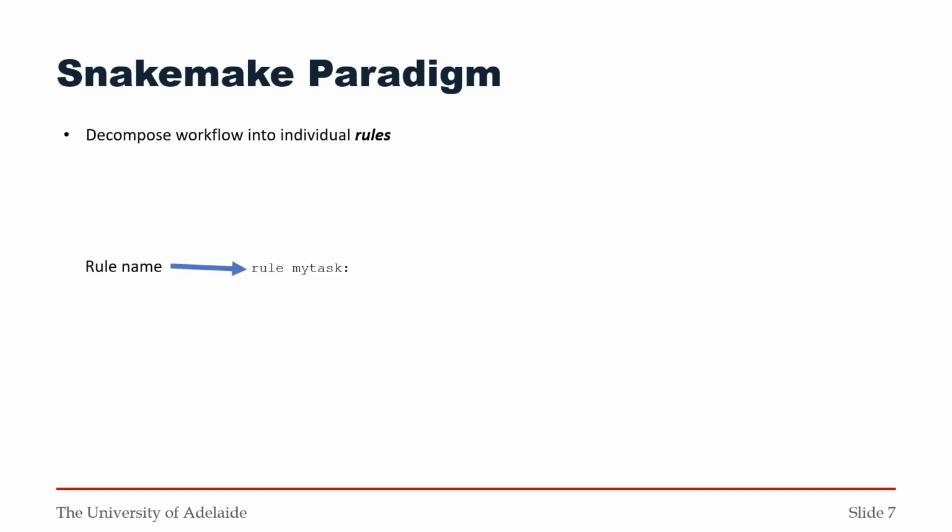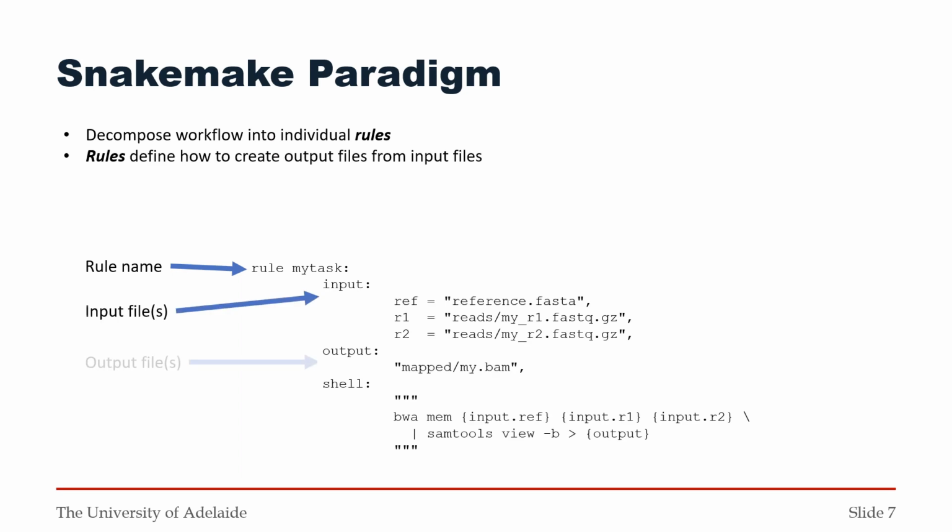So moving on to Snakemake. Essentially, in Snakemake you decompose a workflow into individual rules. And so you have a rule followed by the name of the rule. And then these rules define how to create a given output, here specified by this output keyword. In this case, it's mapped/my.bam. How to create that file from some input files. And so you specify these input files.